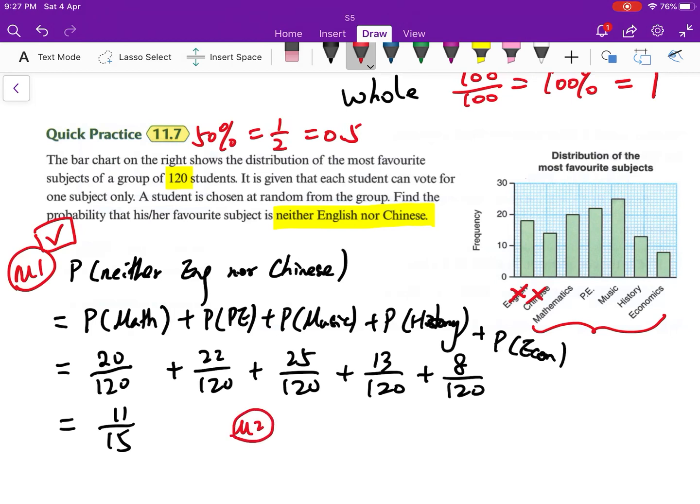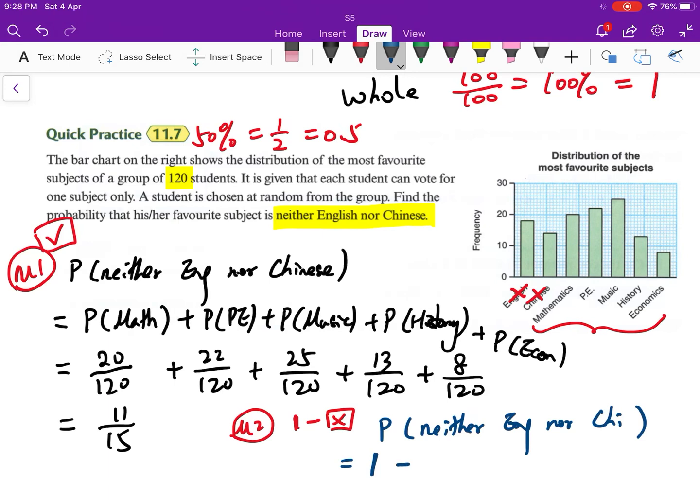Or we can use method 2, okay, using the whole value minus the event that you don't want. It's the same, okay. So now let's try using method 2. If I want to find the probability of neither English nor Chinese, what will it be? The whole value, the probability whole value, will be 1, okay, 100%, minus the event I don't need. That means what? English, okay. So what is the English? It will be 18 out of 120 minus the Chinese. Chinese is 14, okay, out of 120. Then simplify it. The answer should be the same, okay.